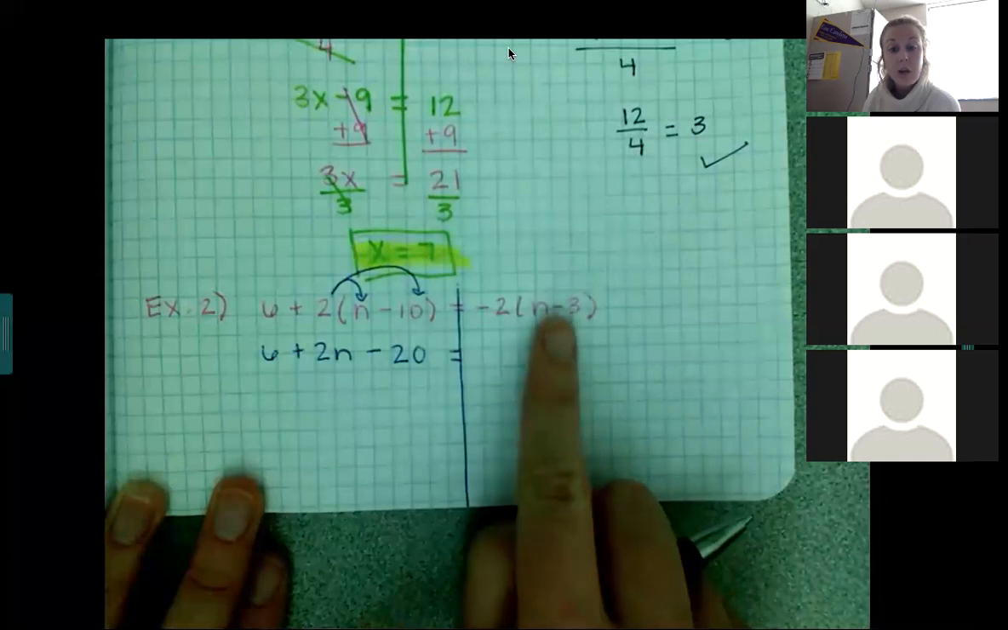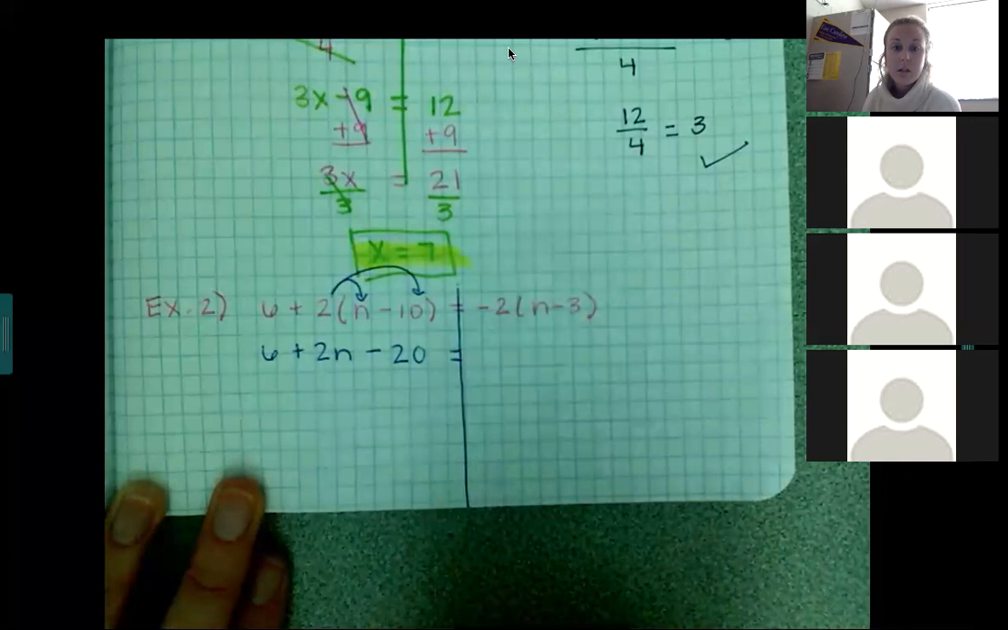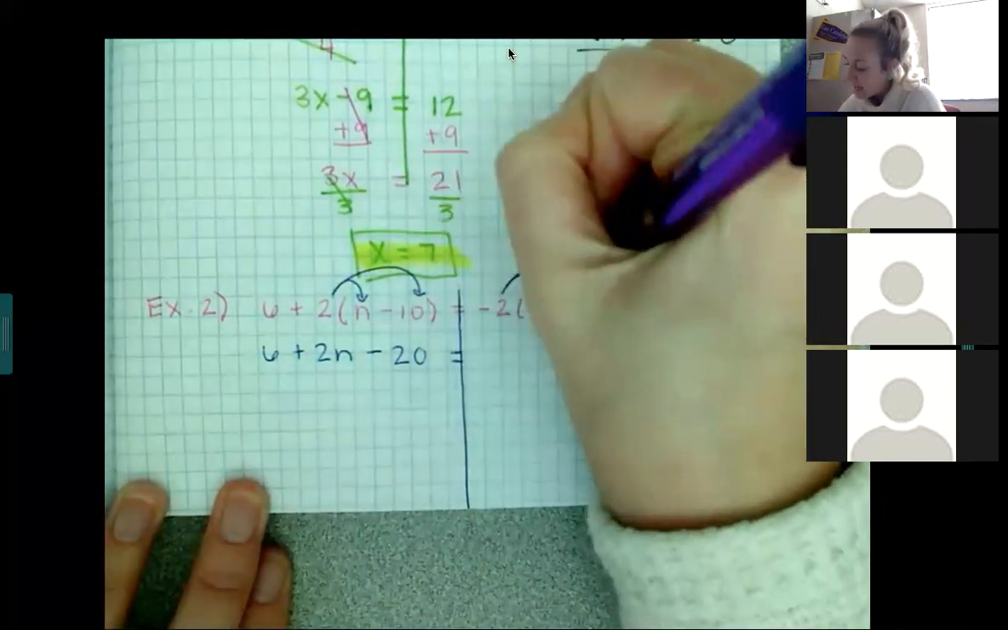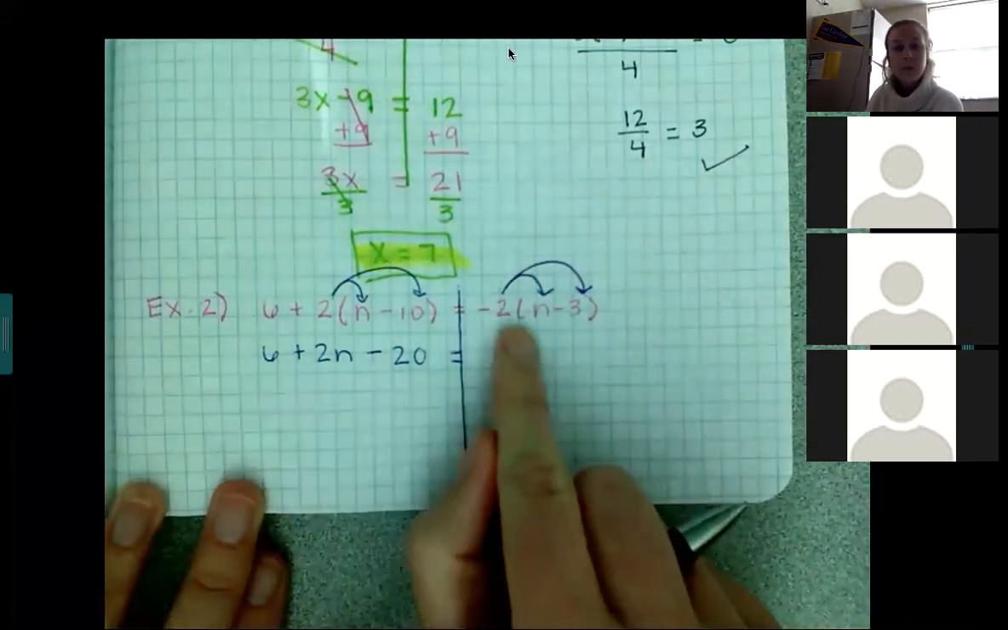I want y'all to look at the right side. How do we get rid of these parentheses? Distribute. Good, Kiara. So distribute your negative 2. So what's negative 2 times n?